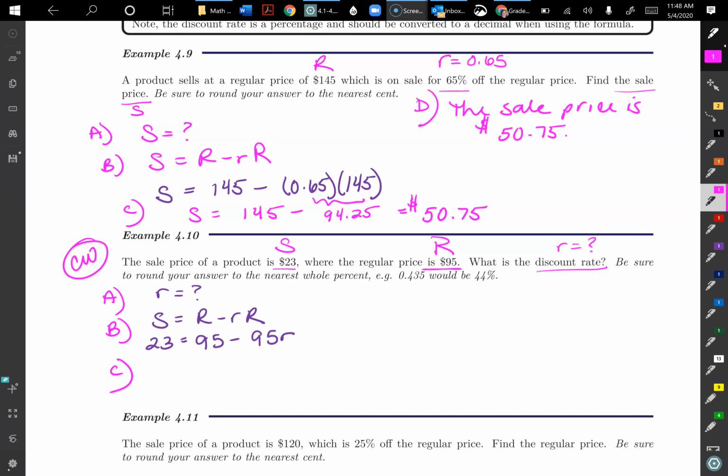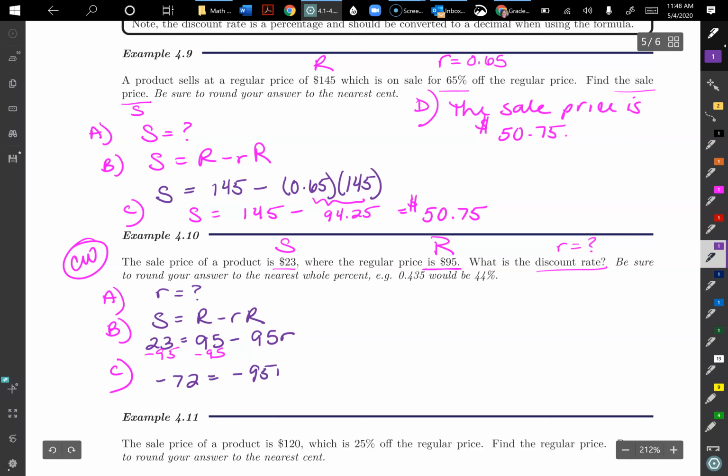Okay, so I've plugged the values in here, and now I'm going to do the math. Subtract 95 from both sides. Don't worry that it comes out negative. We expect that. And we would have negative 72 equals negative 95r. So now we take care of that negative here.